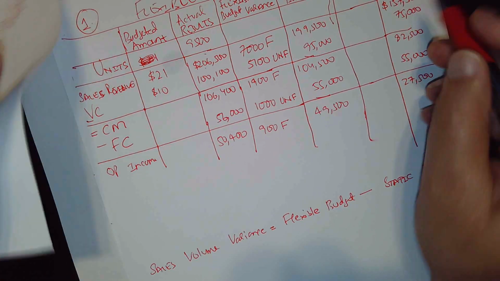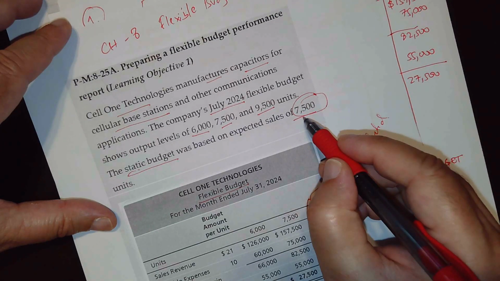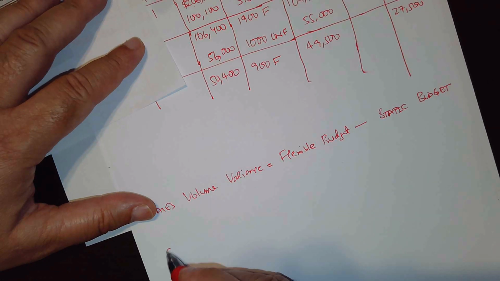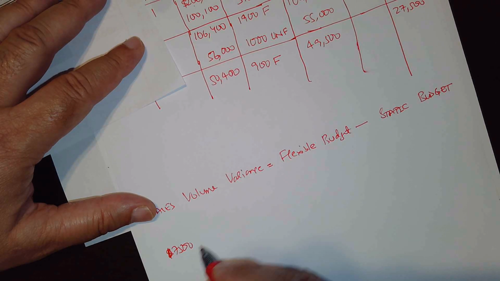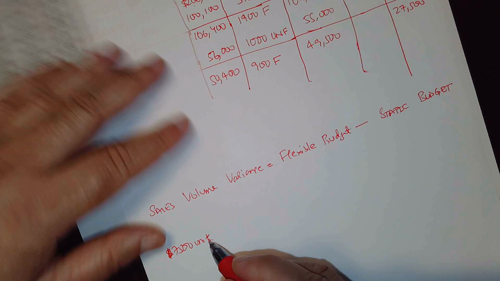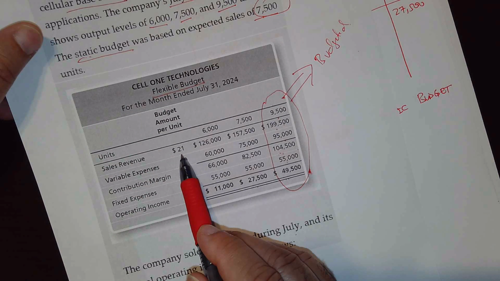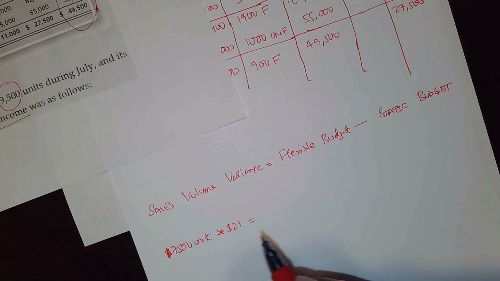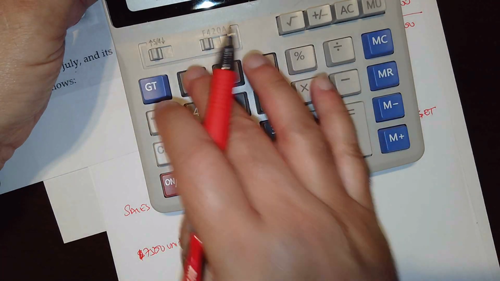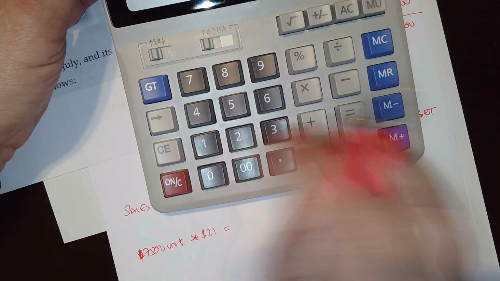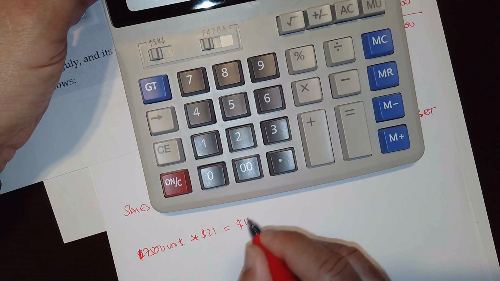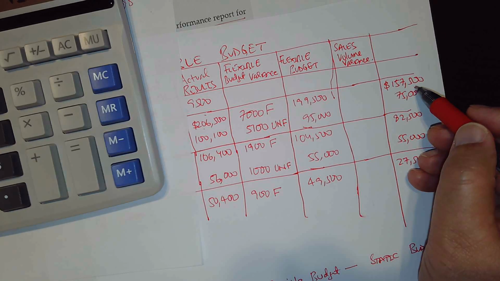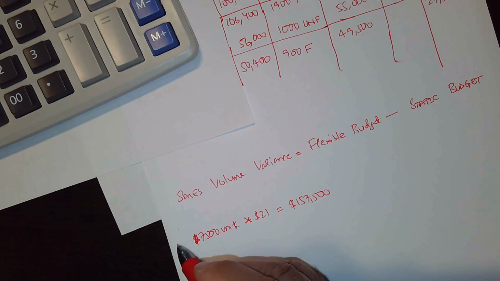So remember, in the static budget, our number of units sold was 7,500. So we're going to take these 7,500 units, multiply by $21. So when we multiply this by $21, 7,500 multiplied by 21, it gives us 157,500. That's how I got this number over here as 157,500. This was for sales revenue.